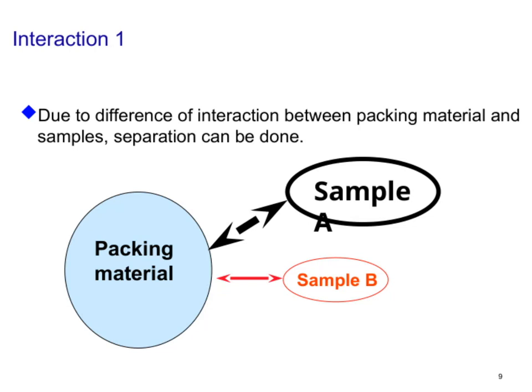Now let's look at sample B and sample A when it comes to packing material. The key point here is that, because of the different ways the packing material interacts with each sample, we can actually perform separation. This interaction, which we're calling interaction 1, plays a crucial role. Essentially, the way each sample reacts with the packing material allows us to distinguish between them. This is an important concept because it highlights how the choice of packing material can be used strategically to facilitate separation processes. So, understanding these interactions helps us optimize our methods and improve the accuracy and efficiency of our sample analysis.